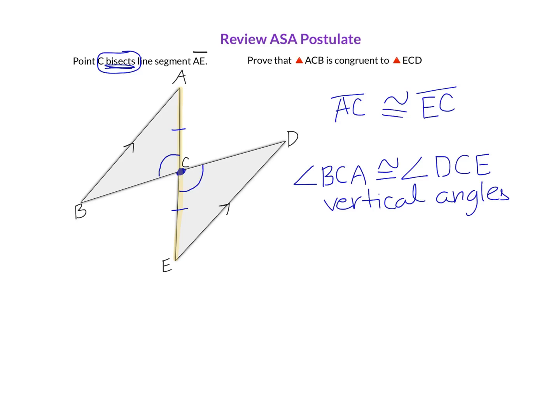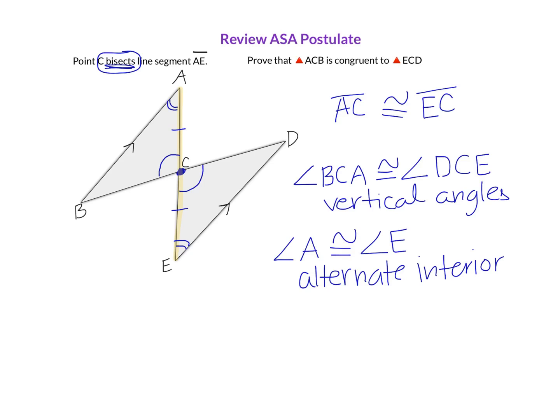Now, since we're looking at the picture, we also want to look at the sides that are parallel to one another. It looks like line segment AB is parallel to line segment DE. I know that because of the arrow symbols that indicate those two lines are parallel. That means we can look at line segment AE as a transversal. Therefore, angle A and angle E have to be congruent because they're alternate interior angles. So I'm going to write that angle A is congruent to angle E, because they are alternate interior angles.